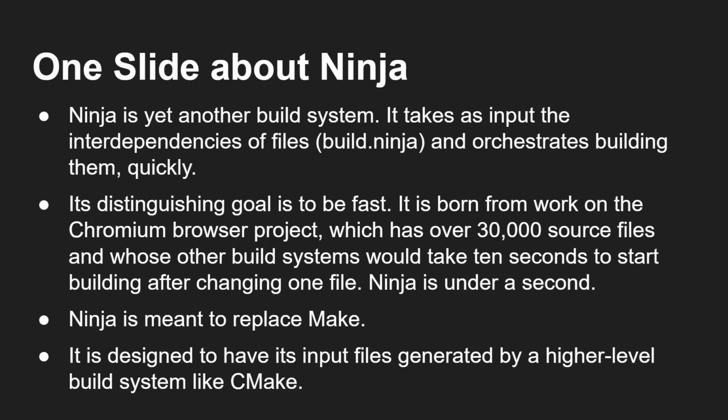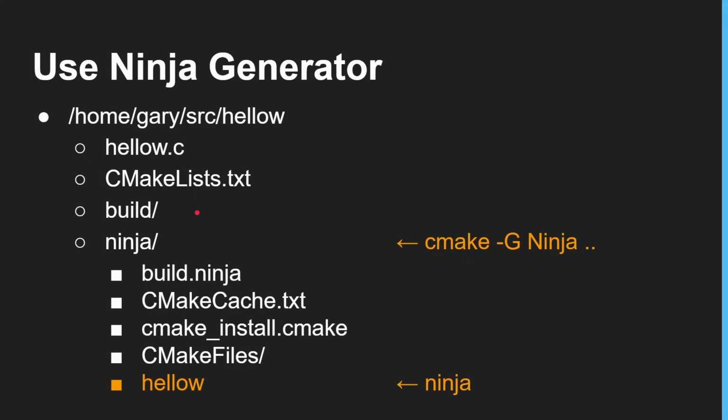So Ninja is meant to replace Make, and it's designed to have its input files generated by a higher level build system like CMake. So the build.ninja files can be more complicated, but that doesn't matter because CMake is really designed to create them. So if we have Ninja as our build system, well, we've got our hello world C file, we've got CMakeLists.txt. That's our old Makefile directory. Well, we can have another directory now called Ninja.